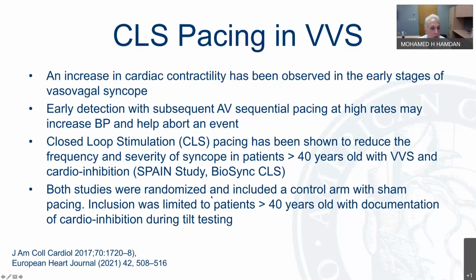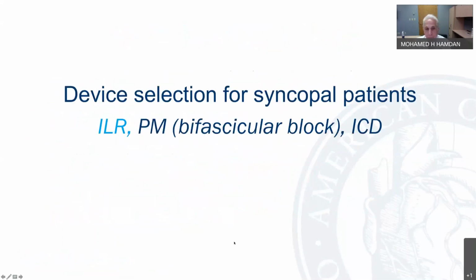I have the references at the bottom. The Spain study was published in 2017 and BioSync in 2021. In both studies, the method was randomized and included a control arm with sham pacing. And inclusion was limited to patients above the age of 40 with documentation of cardio inhibition during tilt testing.